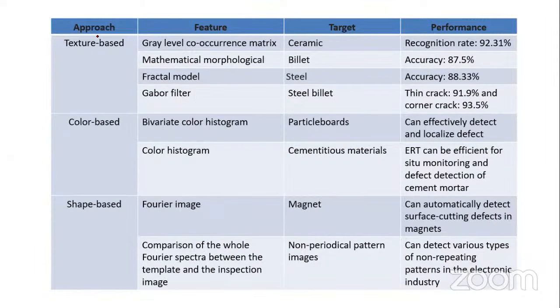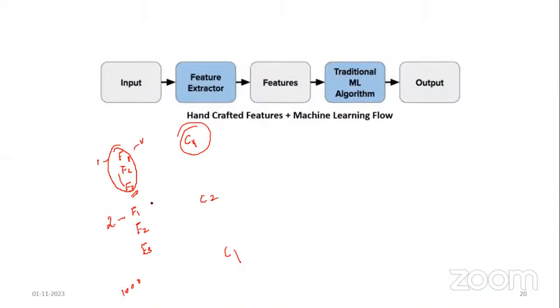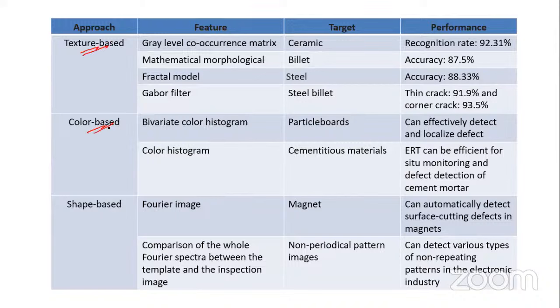Here we are extracting these features. The feature approaches can be texture based, color based, or shape based. Texture based means GLCM or morphological operations. All these approaches will detect only external defects. If we want to identify internal defects, then we need to go for thermal scanning. So all the approaches I'm showing here detect only external defects. If it is GLCM, it is used for ceramic material, and its recognition rate has been given as 92.31 by existing authors. Then color based, such as the bivariate color histogram, is used for particle board, and it can effectively detect and localize the defects that are available.